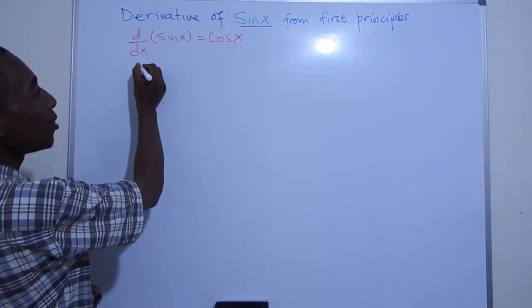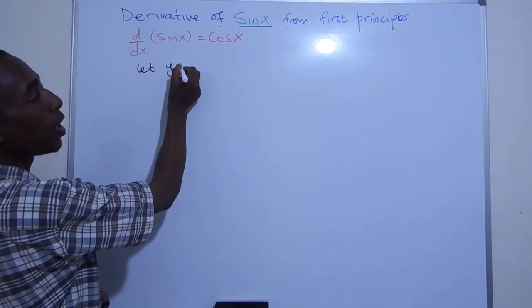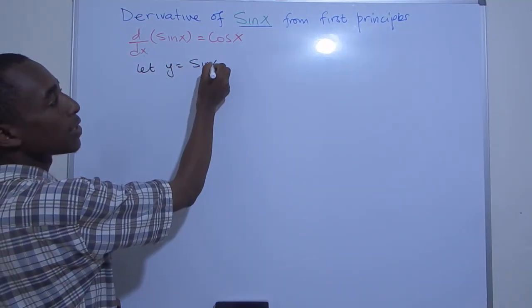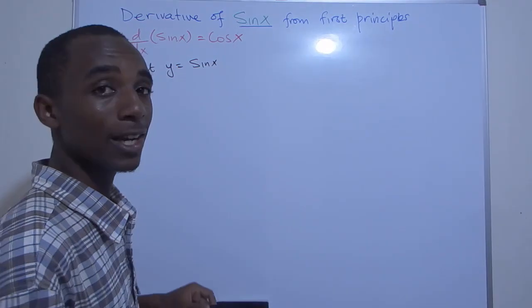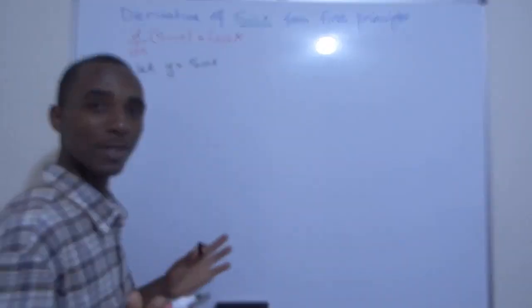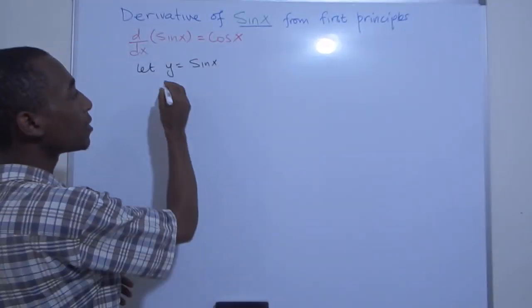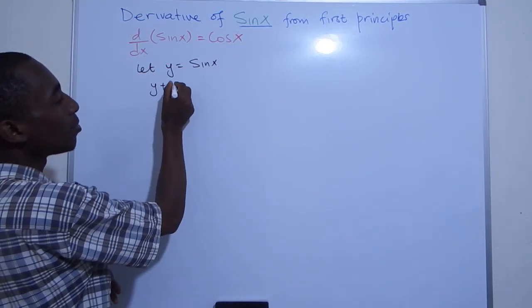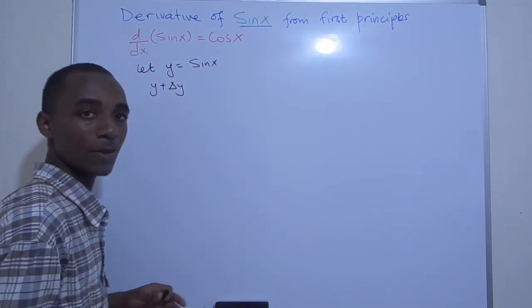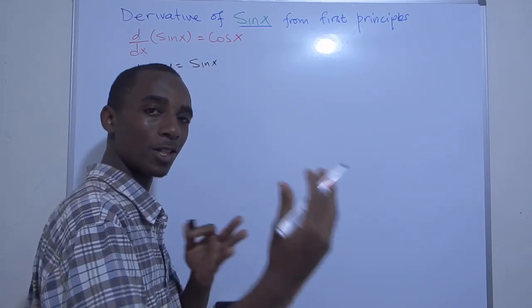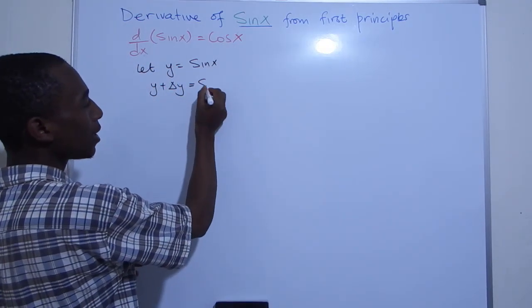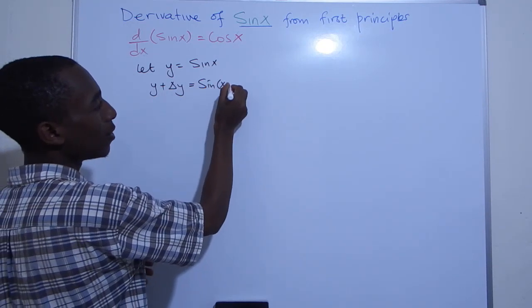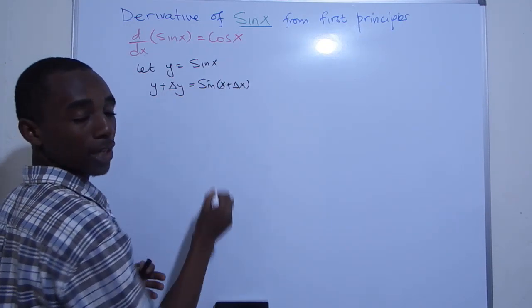To begin with, I'm going to let y be equal to sine x. I just assume some function y equals sine x. And let's suppose there is a small change in y. So we'll have y plus a small change in y. Of course, if there is a small change in y, the change also has to be in x. So on the right hand side, I have sine of x plus delta x.